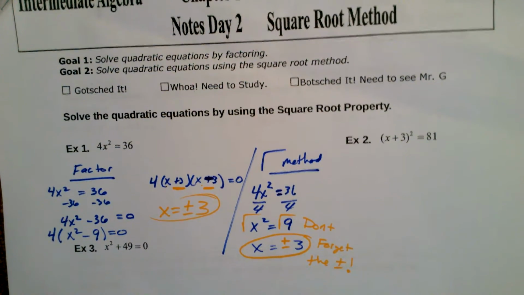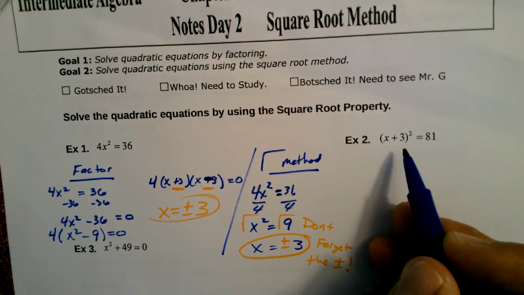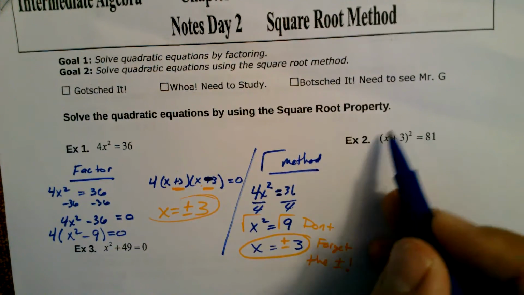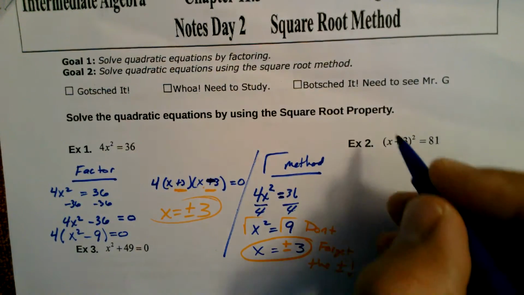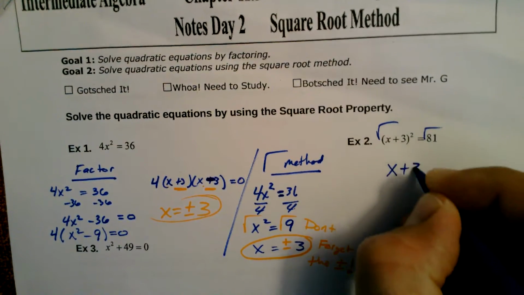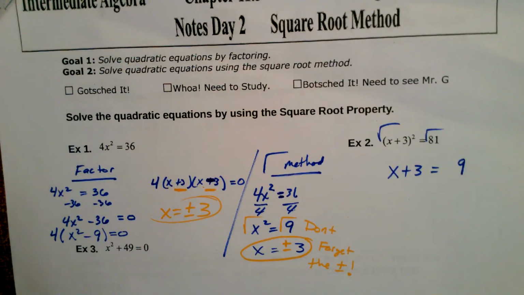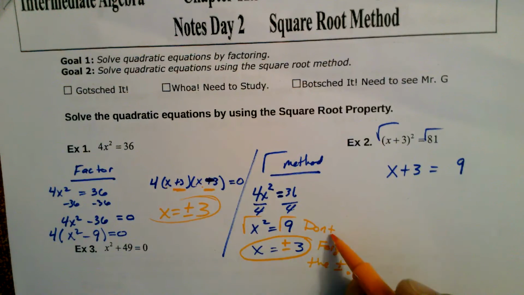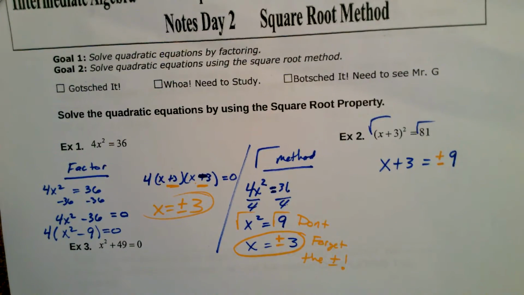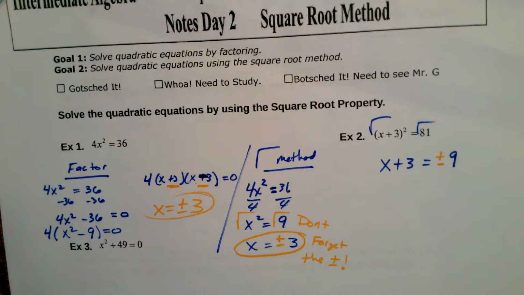Let's look at example number 2. I've got x plus 3 quantity squared equals 81. I have something that's squared here, so I'm ready to square root both sides. When I do that, I get x plus 3, and the square root of 81 is 9. Mr. Gotch always says, don't forget the plus or minus, so we're going to have a positive and a negative 9. Square root both sides, don't forget the plus or minus.